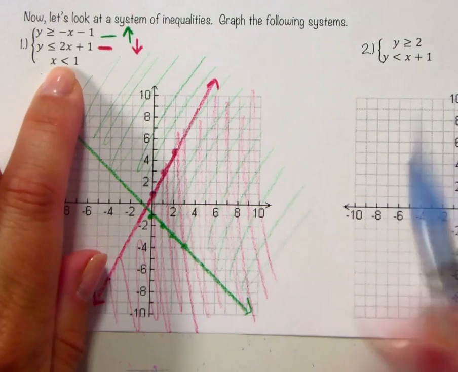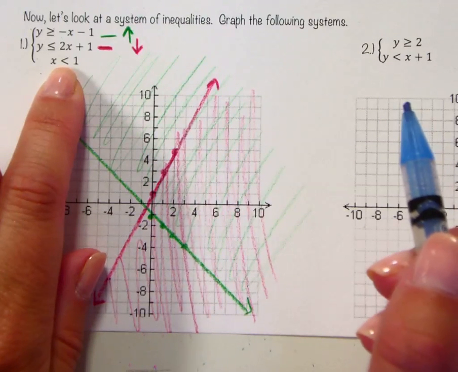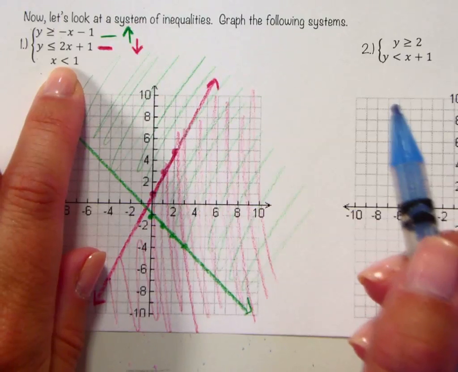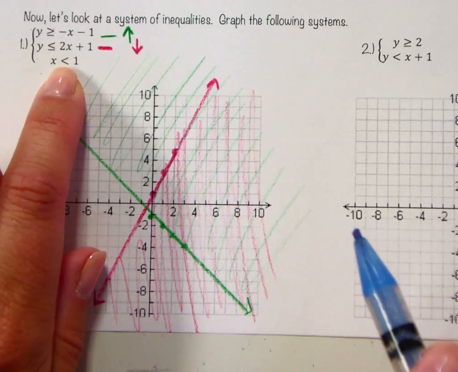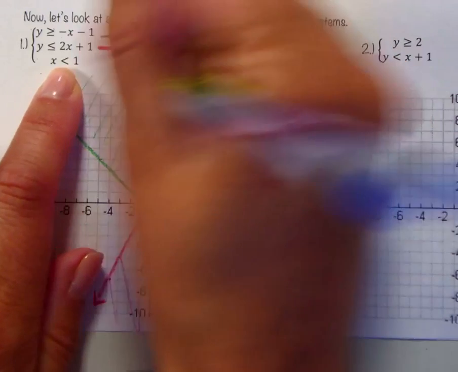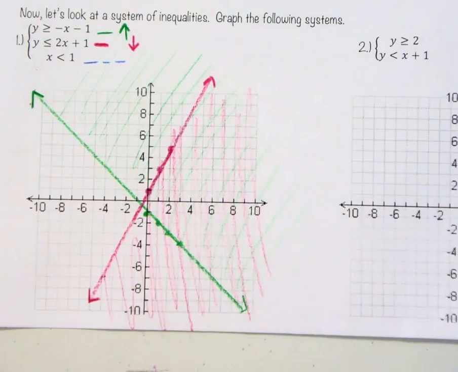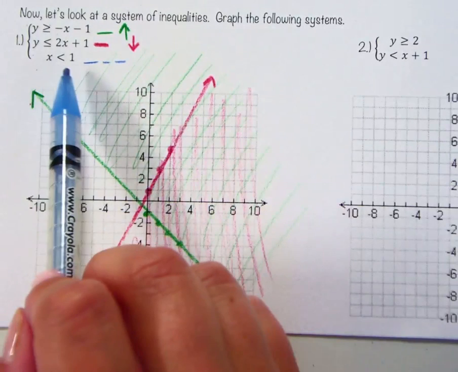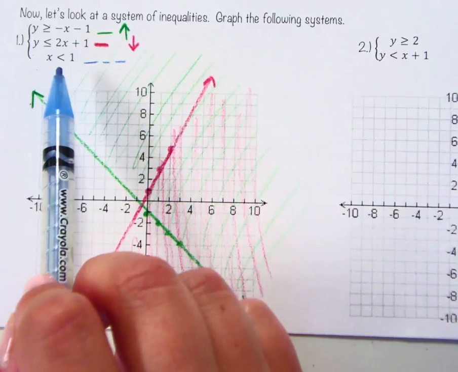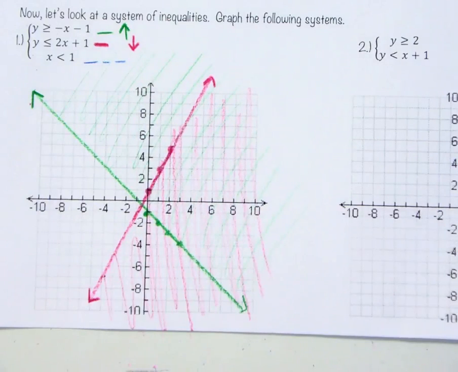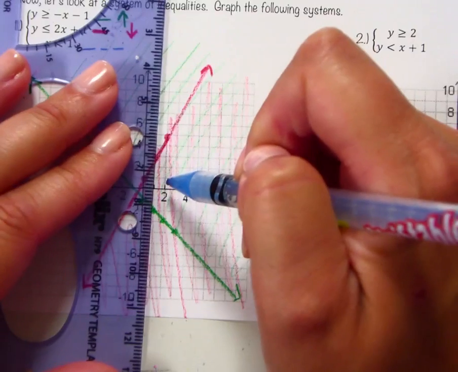Dylan, is this going to be a solid line or a dashed line? I can't hear you, honey. Yeah, dashed line. And are we going to shade, oh, this one's kind of different. Let's graph it first. So what kind of line is this? X is less than 1. What does that look like? It's vertical, okay? So we have a dashed vertical line through 1.